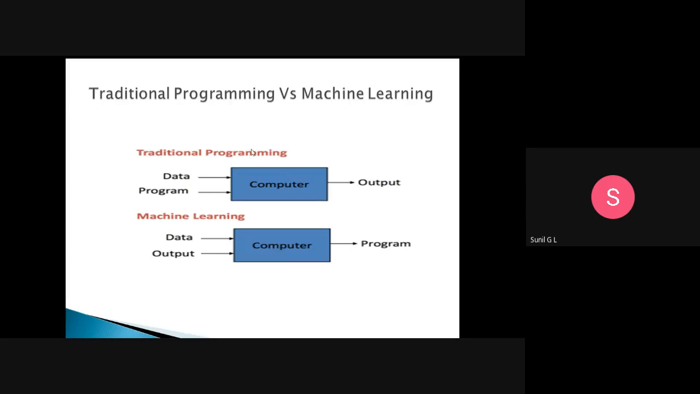So in a traditional program, we give the input data and the computer generates the output. But in machine learning, we give the input and we give the output, and the computer will generate the program based on that input and output. This we call machine learning.